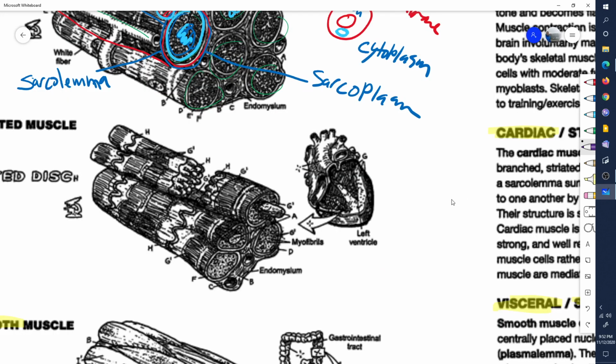Cardiac muscle is similar to skeletal muscle in that it also has a sarcolemma around each muscle cell. But curiously, it does not have as many cell nuclei. It has one or two, but not a whole lot. And of course, it has a sarcoplasm in here.